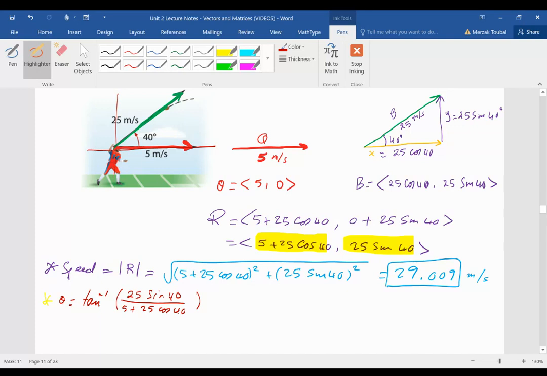Okay, so we're going to do tangent inverse of 25 sine 40 divided by 5 plus 25 cosine 40. Good. And it gave me the angle of 33.639. Good. So we found the new angle of direction, and the magnitude.